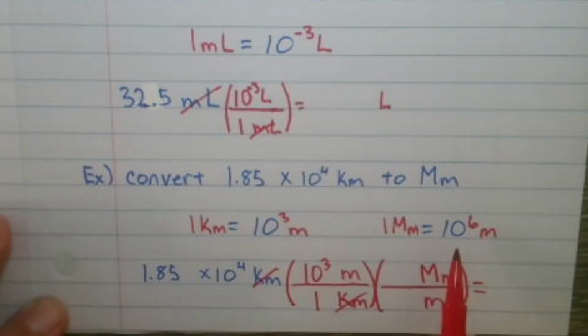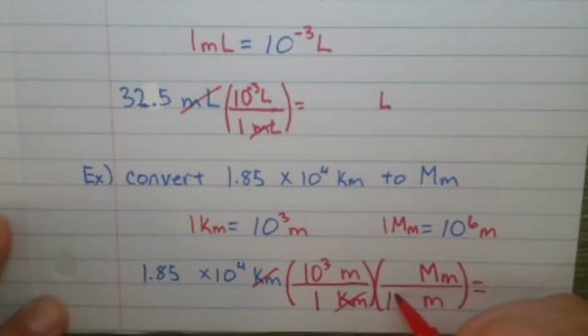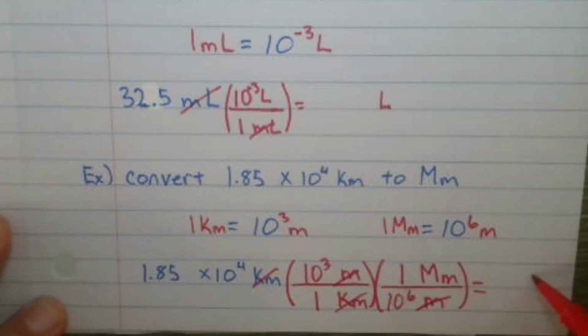Our meters is associated with scientific notation. Our base unit is always associated with scientific notation. So 10 to the 6th meters is the same as 1 megameter. Cancel your units. The only unit left over is megameters.